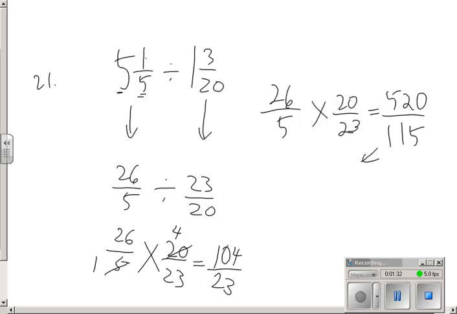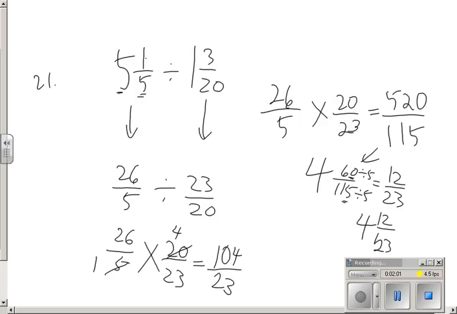This is improper, so we'll change it back to mixed. How many 115s are there in 520? There's 4 of them. That's 460 with 60 left over. Then I reduce that by dividing top and bottom by 5 because it ends in 0 and it ends in 5. That gives me 12 over 23. Oh, good, that's lowest terms. That's not so bad. That's not so painful.